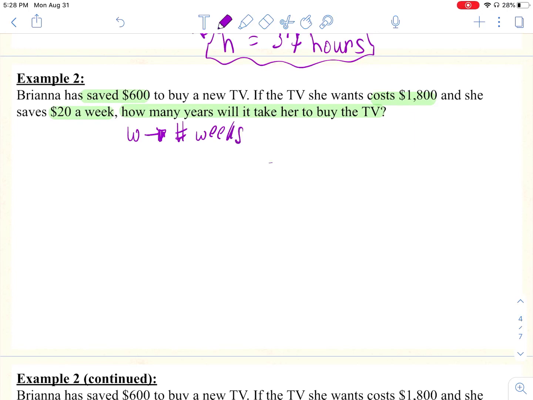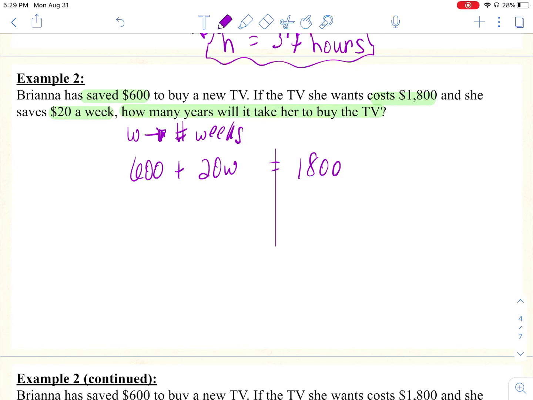We know the TV costs $1,800. Brianna already has saved $600, and then she saves $20 a week. $20 every week. We're going to represent that as 20W. So we have our equation set up. What we're going to do now is solve for W.